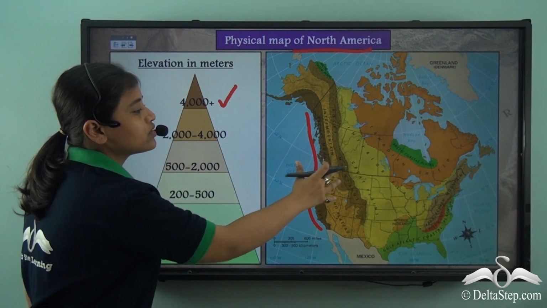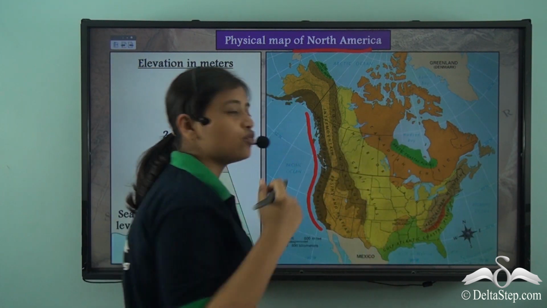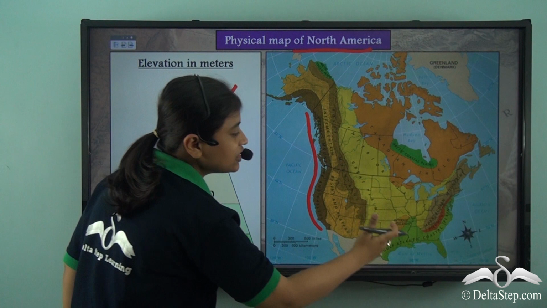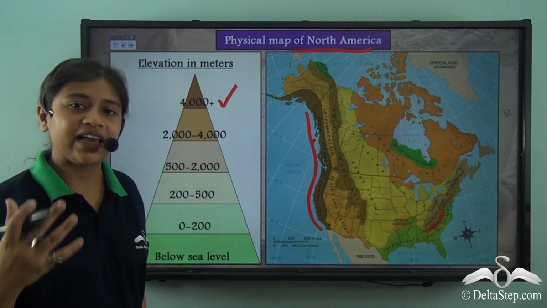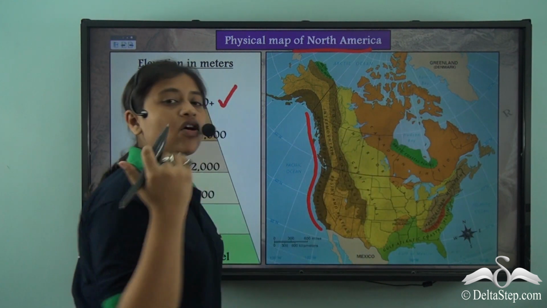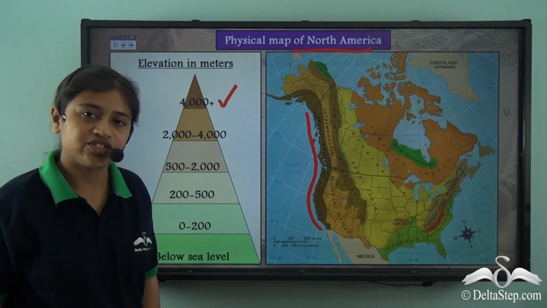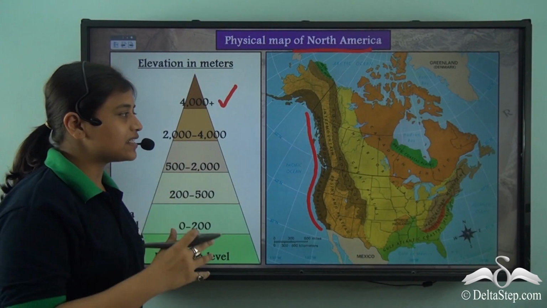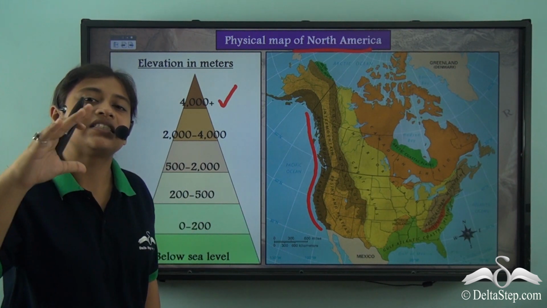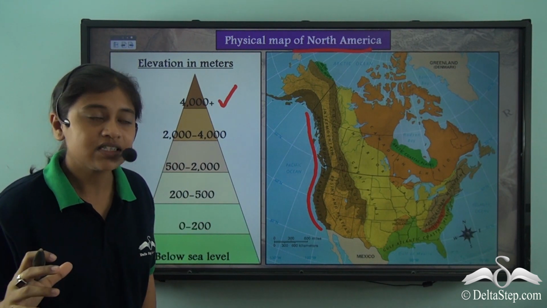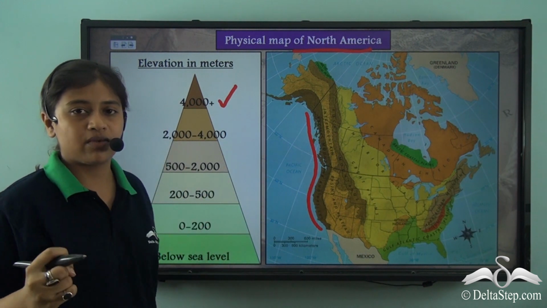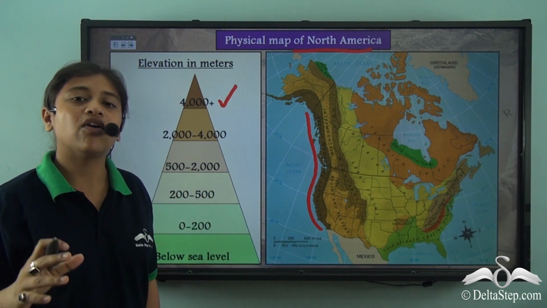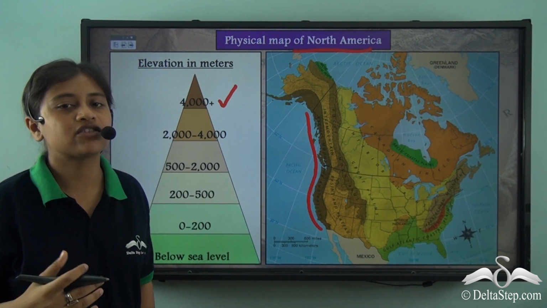Now, other than the mountains, there are other shades on the map too. For example, the green shades tell us about the plains, while the brown shades on that side tell us about the plateaus, deserts and different continental shields. So we see that there are different types of landforms present on the continent of North America, and we will be focusing on the 4 major physical divisions of the continent today.